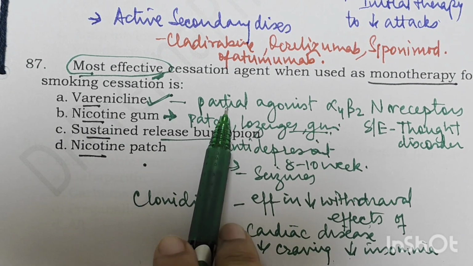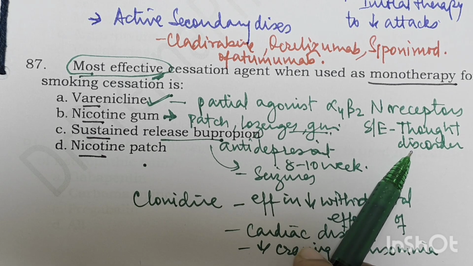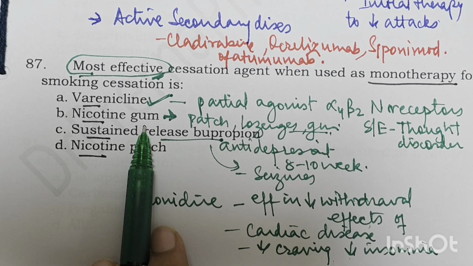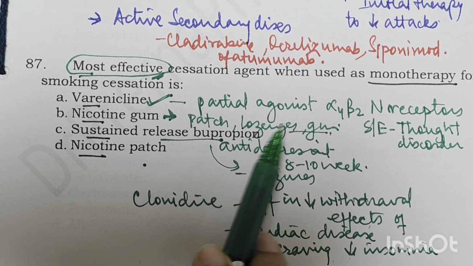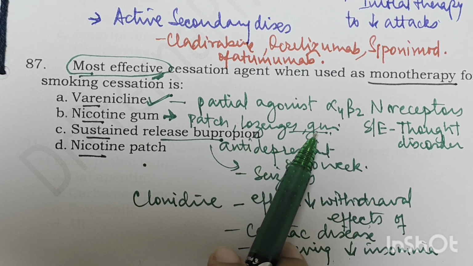So what is varenicline? Varenicline is actually a partial agonist at alpha-4 beta-2 nicotinic receptors. इसके side effects होते हैं that are thought disorders, so psychiatric side effects are there. The nicotine gum. Nicotine is basically used as a gum, as a patch, as a lozenges also, and they are also very effective. Dose is slowly decreased and finally they are withdrawn.